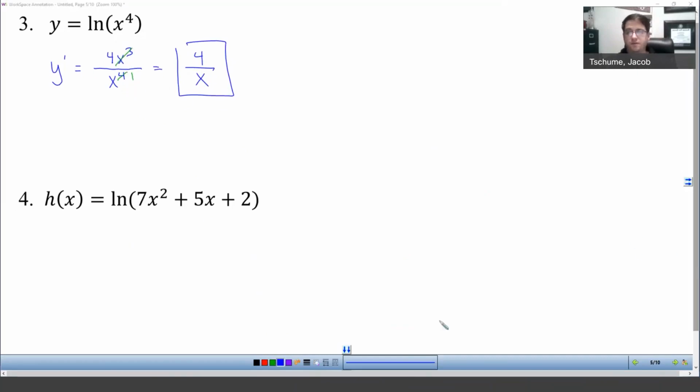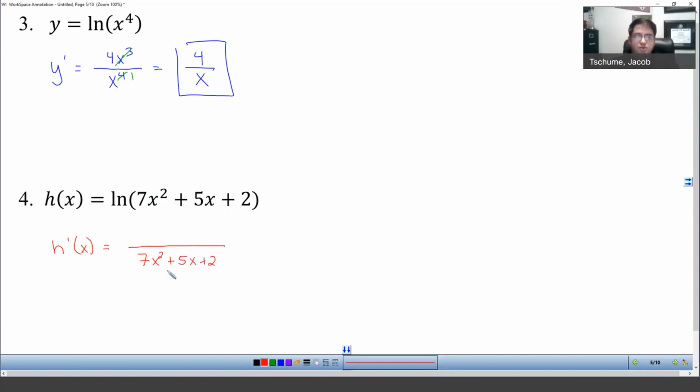Number 4 is no different. If you have h of x equals the natural log of 7x squared plus 5x plus 2, that inside is something other than x. So when you go to find the derivative of this function, you're going to start off with your fraction. This whole thing on the inside is going to go on the bottom.